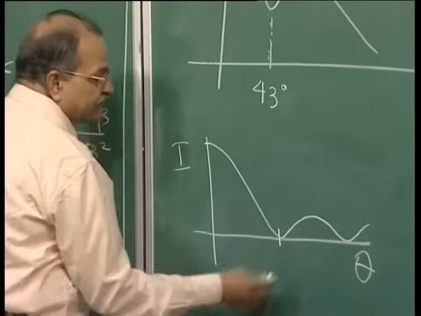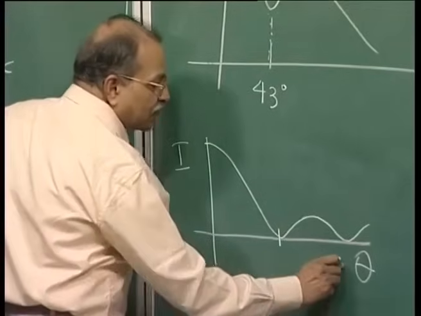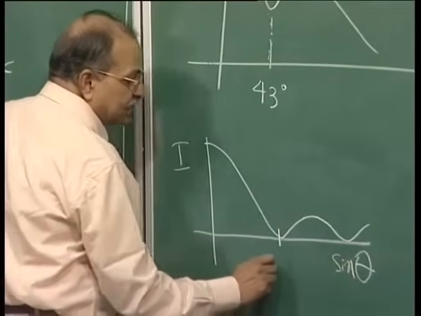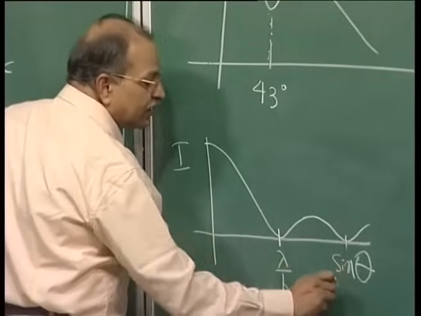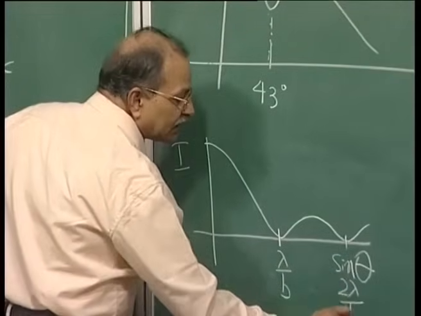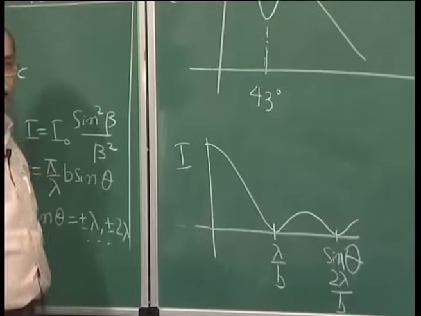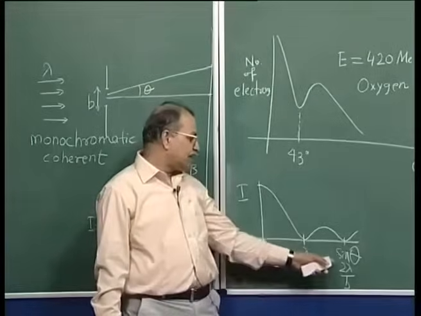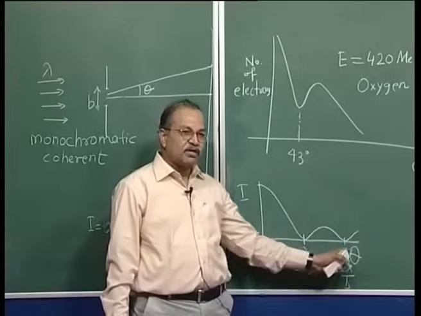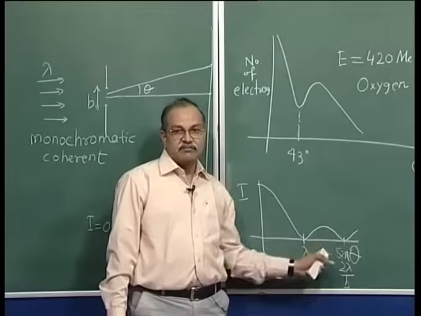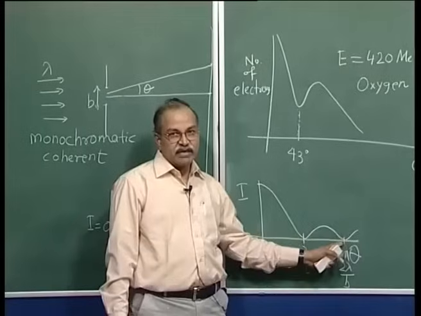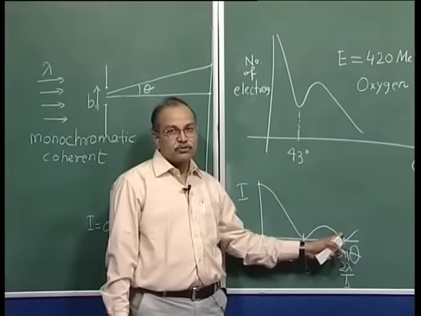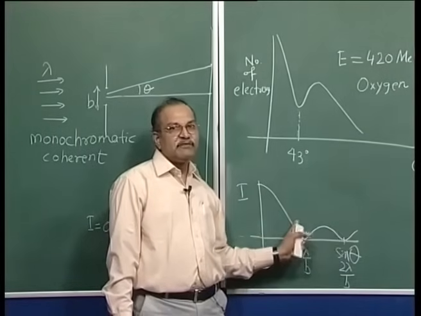And if you plot in terms of sin theta, the first zero will be at lambda by b, and this will be 2 lambda by b, and the same thing on the other side. So, wherever b sin theta is lambda or 2 lambda or 3 lambda, intensity becomes 0. In between the intensity is maximum, and that maximum intensity also drops if you compare with the previous maximum.